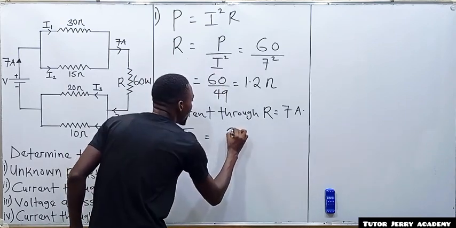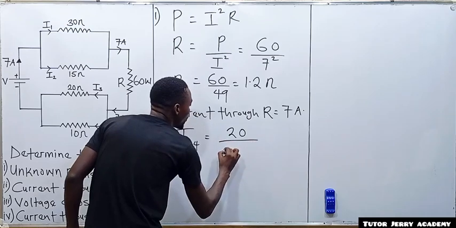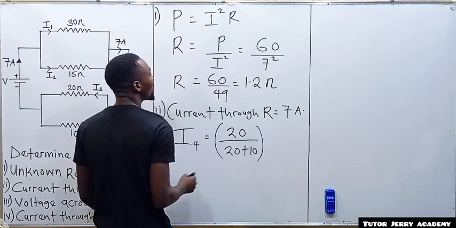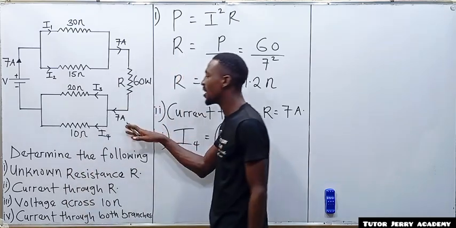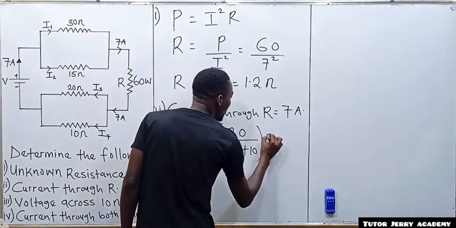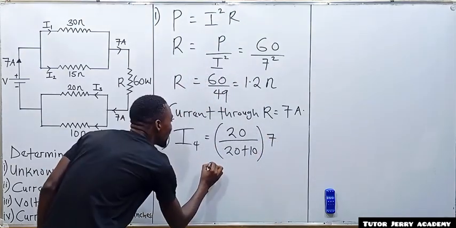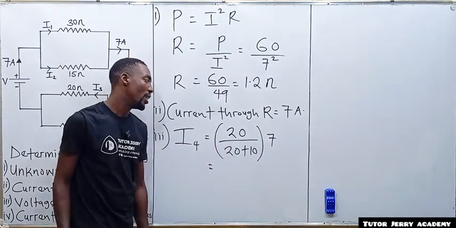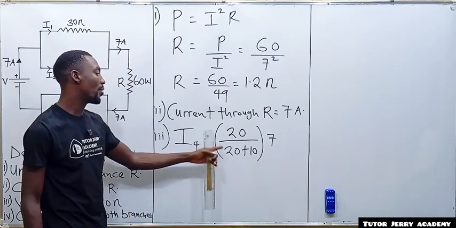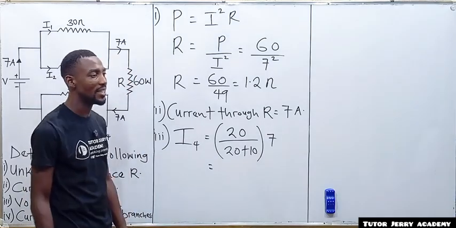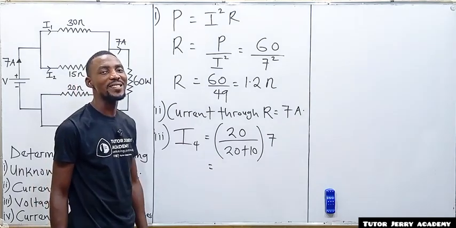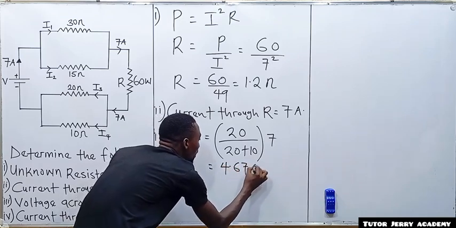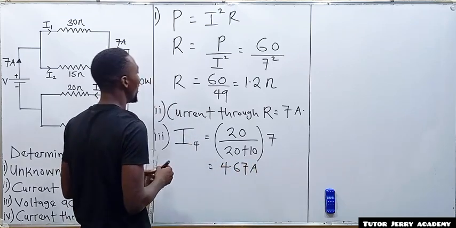It's going to be 20 divided by what? 20 plus 10 and multiply by the total current that is entering. The total current that is entering is what? 7. So it's going to be multiplied by 7. So by the time you press all of this in your calculator, 20 multiplied by 7 is nothing but what? 140. 140 divided by 30 is going to give us what? 4.67 ampere. That's what we are going to have.